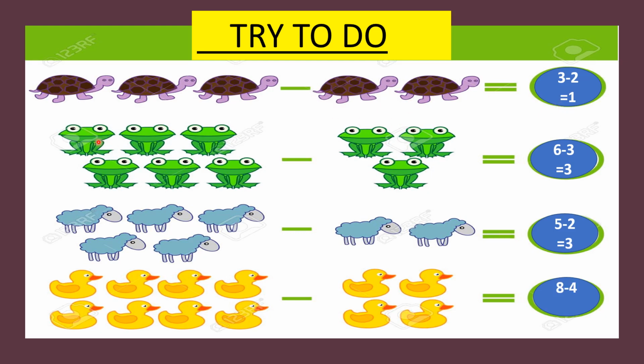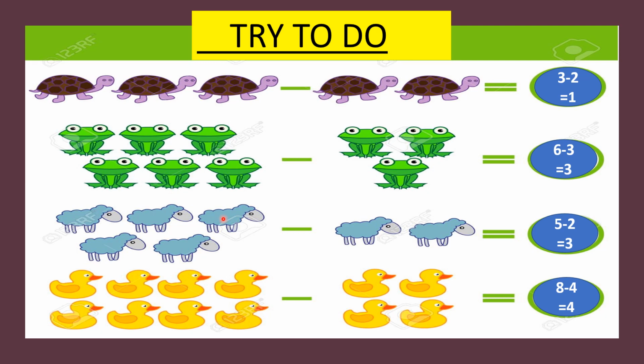Here how many frogs are there? 1, 2, 3, 4, 5 and 6 frogs are there. Out of which 3 frogs went away. So how many are left? 3.